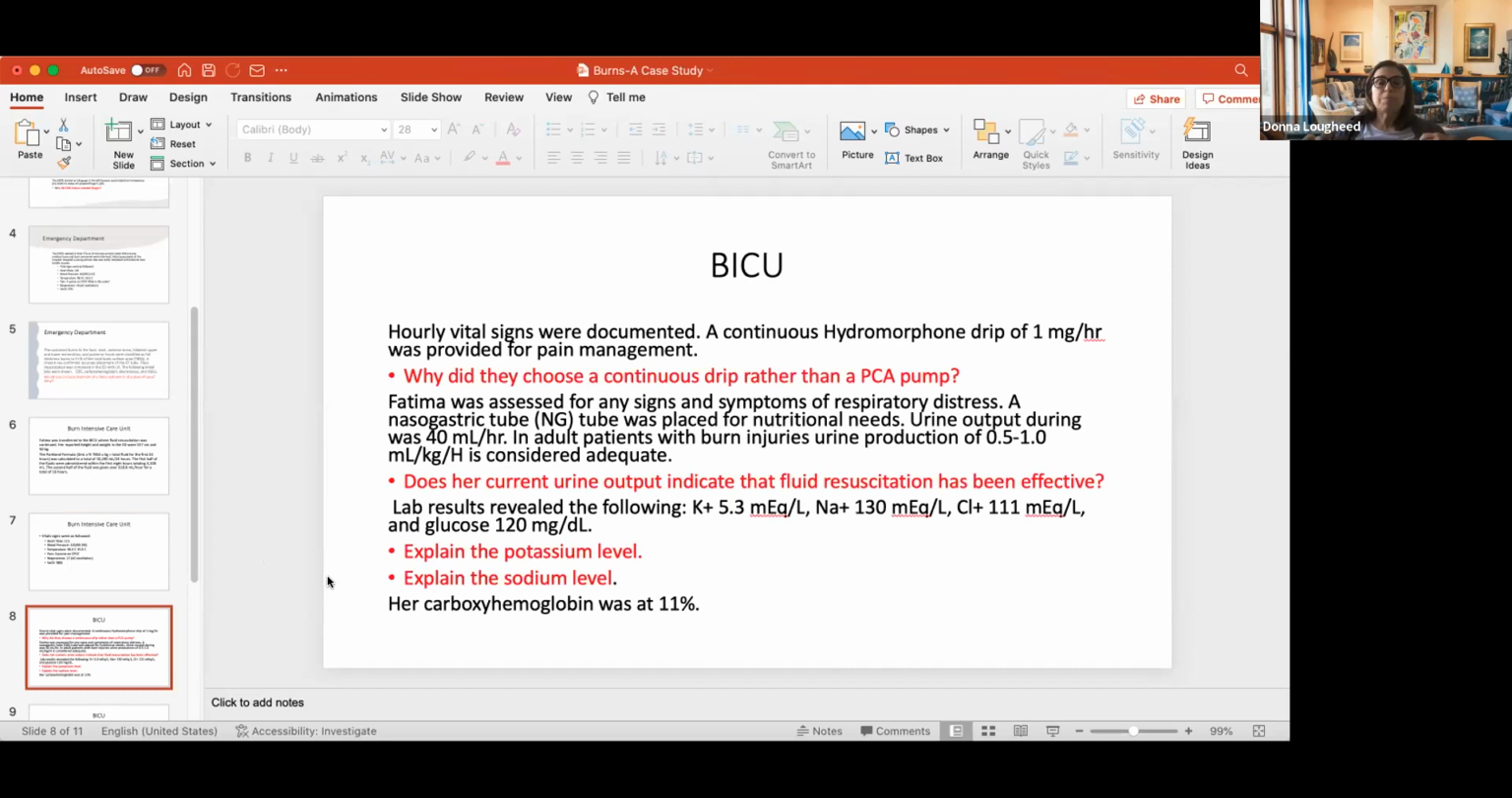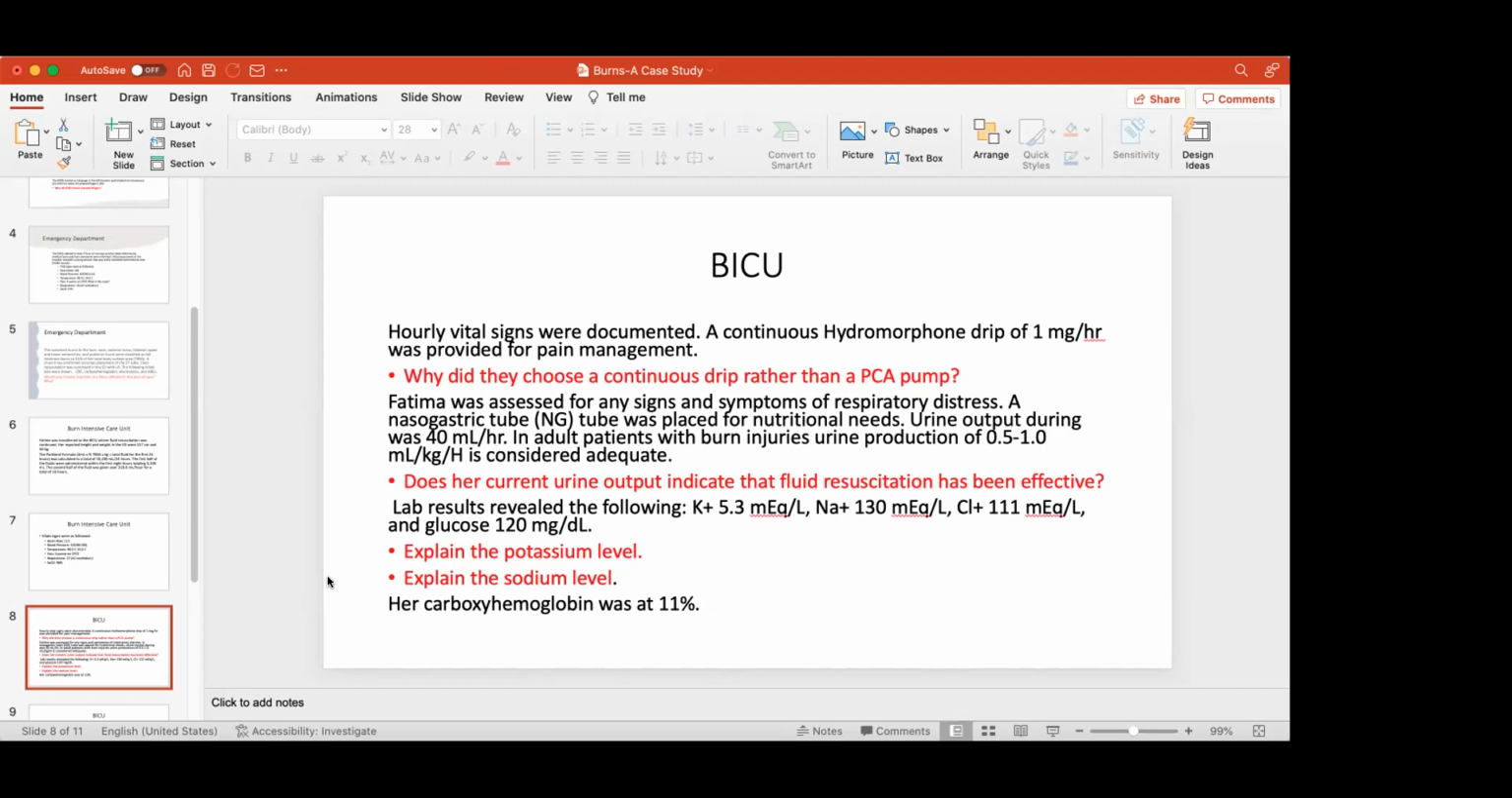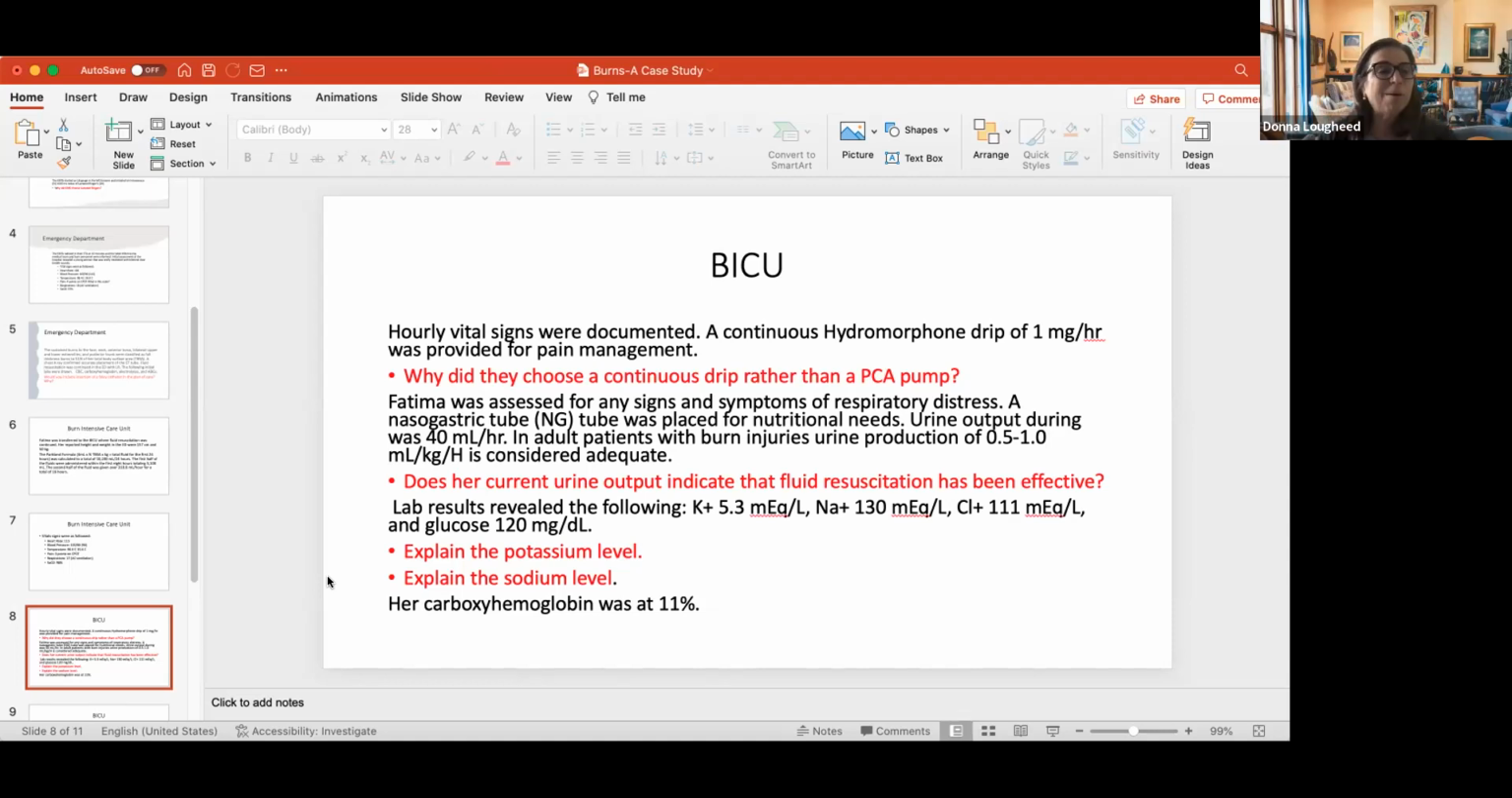So hourly vital signs are documented. We have a continuous hydromorphone drip at 1 milliliter an hour. Why did they choose a continuous drip rather than a PCA pump? Because she's unconscious. Good. So when you see that in a question, PCA pump, and if they're telling you they're on a ventilator assist control, then you have to figure that they can't push that button.